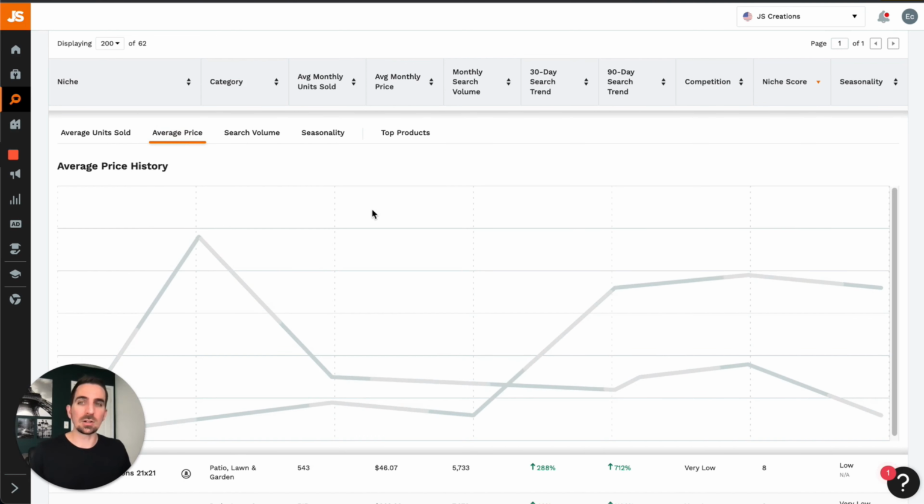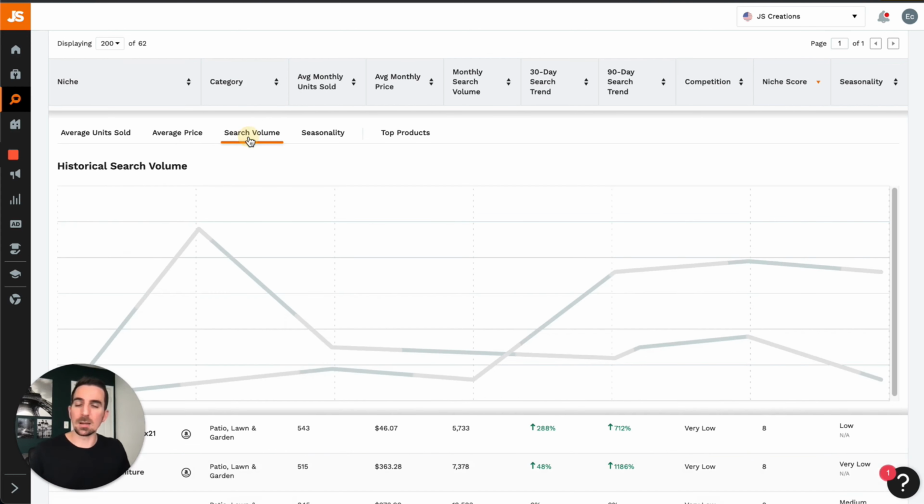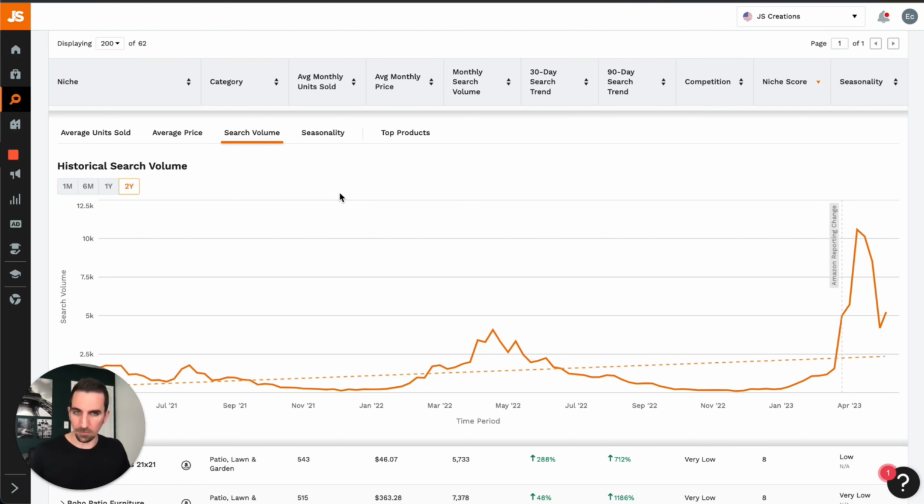Now, I also like to look at the historic price to make sure that it's not going down too much. It looks like these were more expensive in the past, and they have been trending downward, which might indicate there's more competition, and so that's a little bit worrisome. It's not a reason to just write this off immediately. I would like to see the price go up over time.